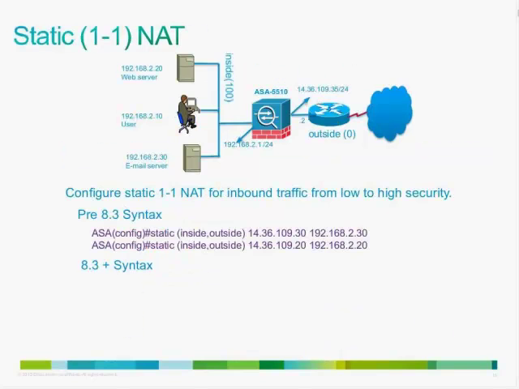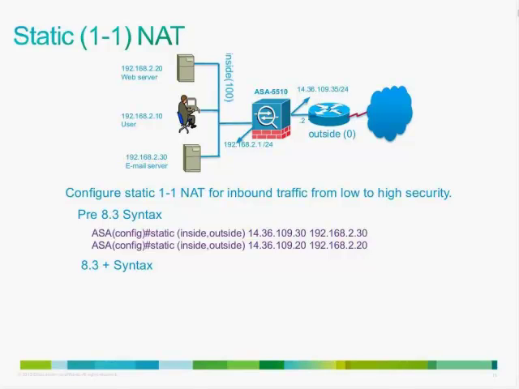The next slide is static one-to-one. This is very easy to configure in the pre-8.3 syntax. Let's say, for example, we have a web server and an email server. I want the web server to look like the .30 address that you see on the screen, and I want the email server to look like a .20 address. So you just simply configure static inside outside, and the global address comes first, and then the real address comes after that. How do we do that in the 8.3+ syntax?